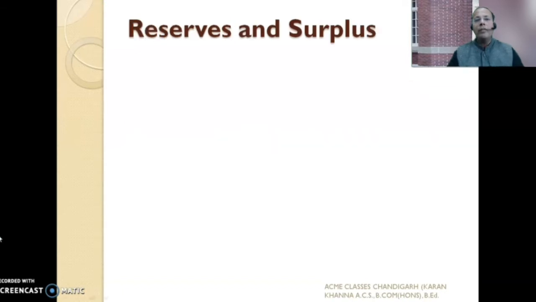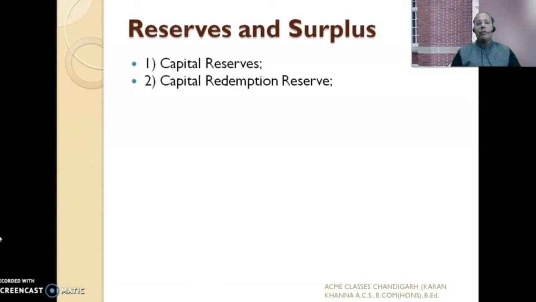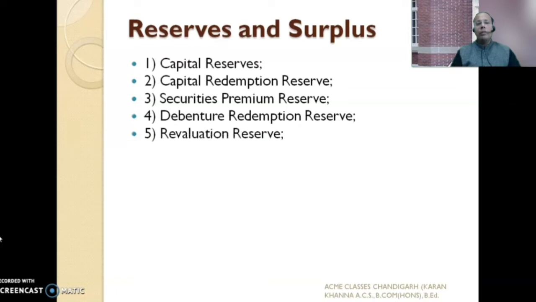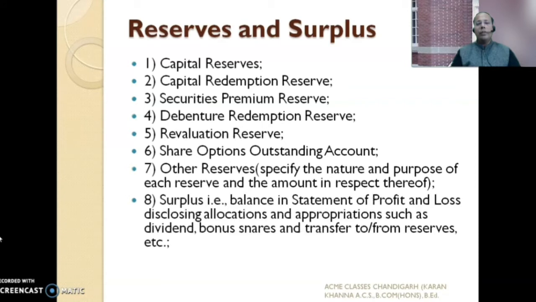Proceeding, reserves and surpluses. Now, there are 8 types of reserves and surpluses given in your syllabus. You need to know all of them, and that too in the specific sequence. They are capital reserves, capital redemption reserve, securities premium reserve, debenture redemption reserve, revaluation reserve, share options outstanding account or reserves, other reserves, and surplus, that is balance in the statement of profit and loss account, which is nothing but net profit. So you need to know all these reserves and surplus examples, and they are going to be for sure asked relating to the balance sheet.